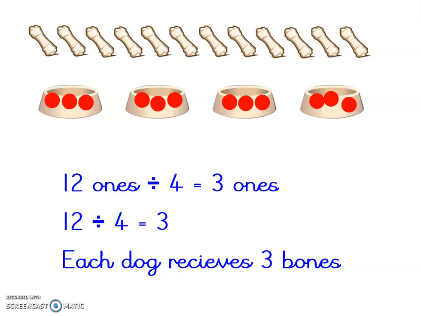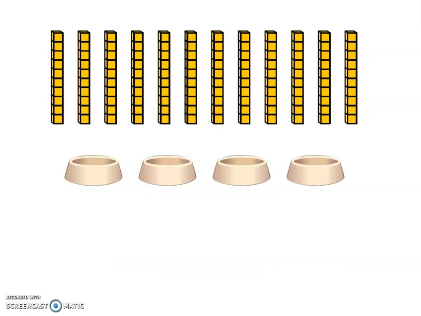And my question to you now is, can you see the connection between 12 ones divided by 4 and our next question, which is going to be 120 dog treats shared between 4 dogs? So can you work out this calculation? Once again, pause the video, have a little think about it. Think about what we already know, and think about the way the problem's being represented on the screen. So pause it and join me back when you're ready to go through the answer.